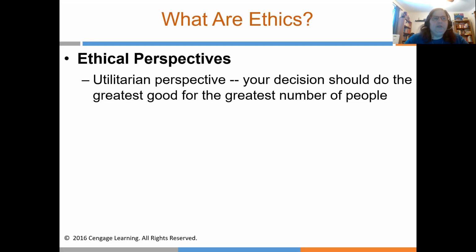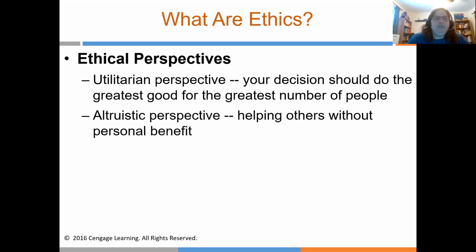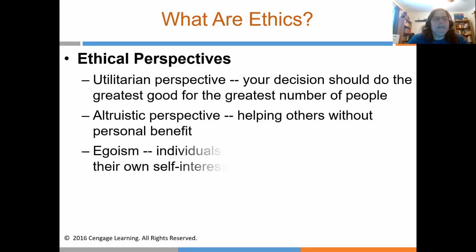So what are ethics? Well, let's start with some different perspectives. The utilitarian perspective says that your decision should do the greatest good for the greatest number of people. The altruistic perspective says helping others without personal benefit should be your goal. And egoism is that individuals should act in accordance with their own self-interests.